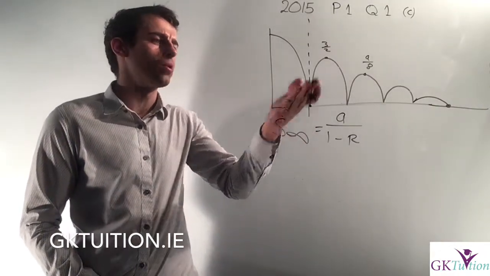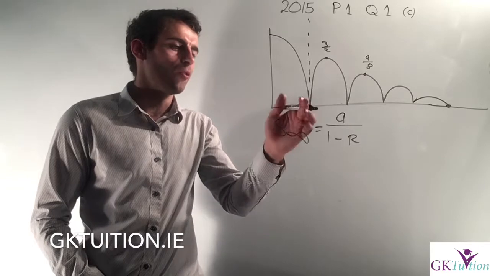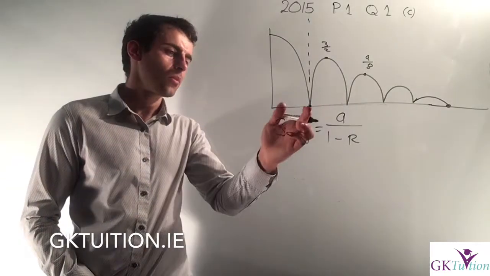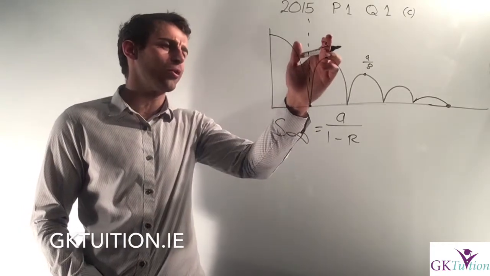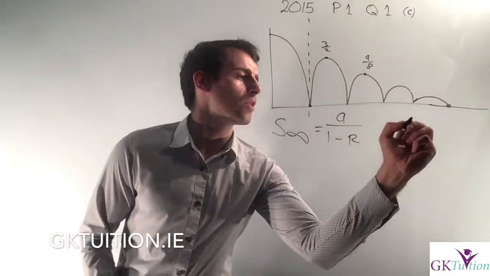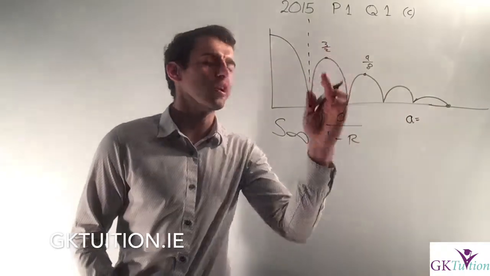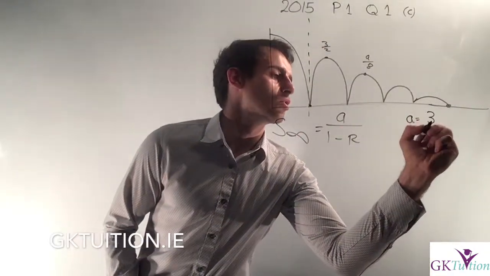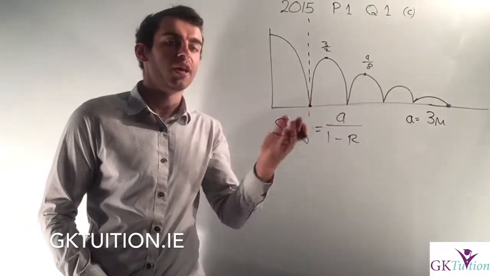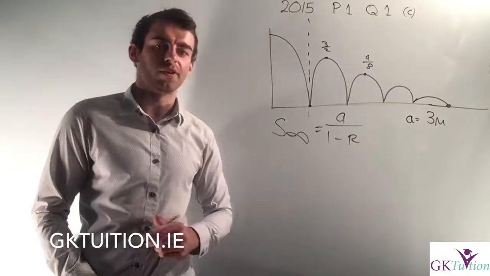So what was the total vertical distance travelled from when the ball hit the ground here until the ball hit the ground here? Well, it went up 3/2 meters and it went down 3/2 meters. So my first term in this sequence is 3/2 plus 3/2, which is 3 meters. So the total distance travelled from here to here in the vertical direction was 3 meters.